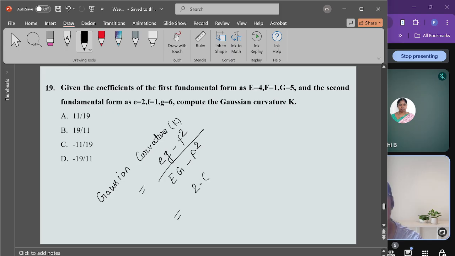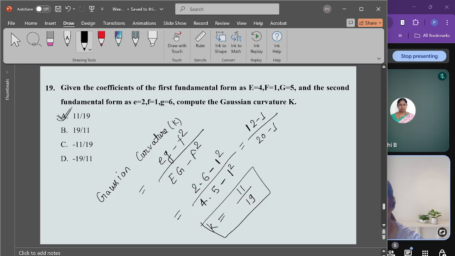So small e is given 2, small g is 6, minus small f is given 1 square. Capital E is given as 4. Capital G is given as 5 and capital F is also 1, so 1 square. So 12 minus 1 here, 20 minus 1 here. So overall you will get 11 by 19. Okay. The Gaussian curvature K you will get 11 by 19. So option A is the correct answer for this question.